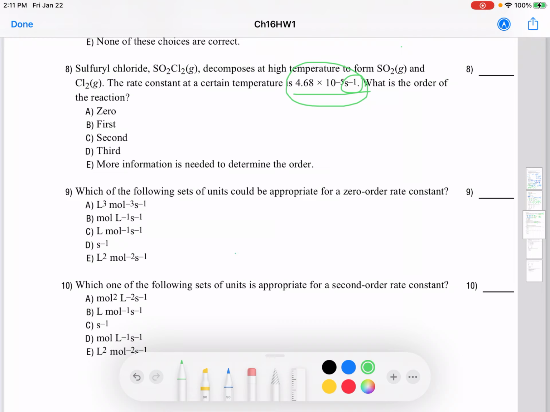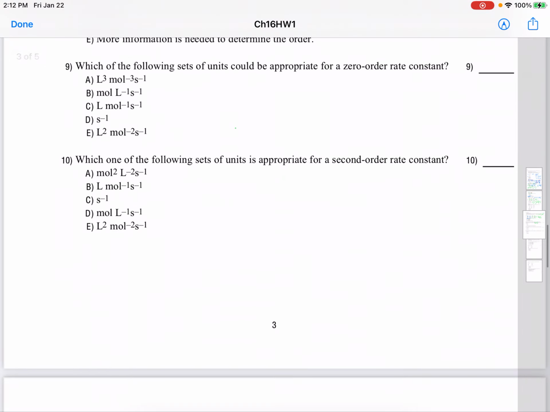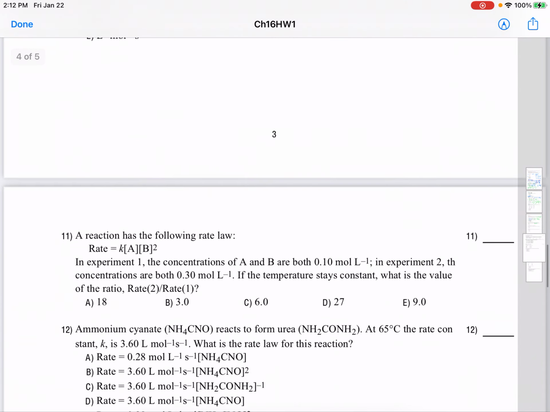And then number 9. Which of the following sets of units could be appropriate for a zero order rate constant? Again, you refer to the same table that I just showed you and find the units for a zero order reaction. Number 10, which of the following is for a second order rate constant? Again, refer to that table and figure out the units for a second order reaction.